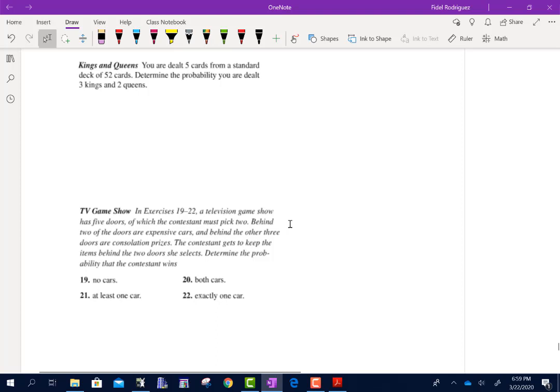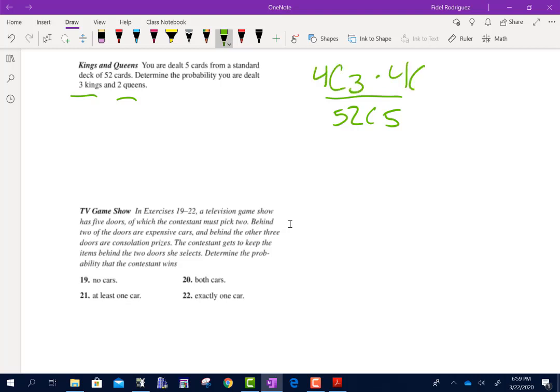All right. Kings and queens. You're dealt 5 cards from the standard deck of 52. Determine the probability that you are dealt 3 kings and 2 queens. Okay. So again, I know my denominator is going to be 52 choose 5. Okay. Kings, there's 4 of them. We're going to choose 3. Queens, there's 4 of them. We're going to choose 2.